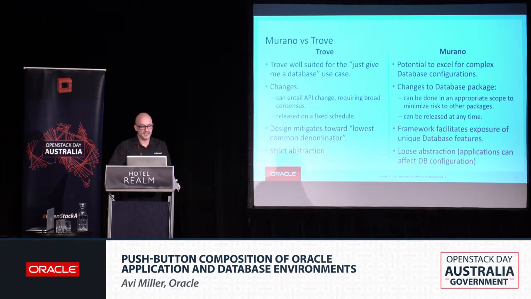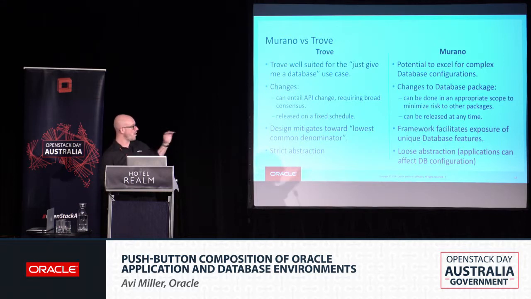It is lockstepped because if I change the Trove instance, I need to wait for API changes to hit the OpenStack services. It's released on a fixed schedule, and it's mitigated towards the lowest common denominator. It's one-size-fits-all with a very strict abstraction. We, on the other side, Oracle products, by and large, for those of you who've used them, are beautiful, unique snowflakes. And each version is a snowflake in and of itself. One of the nicest challenges that we have as Oracle is that each of our applications, for some reason, requires slightly different database configurations or settings or parameters inside it.